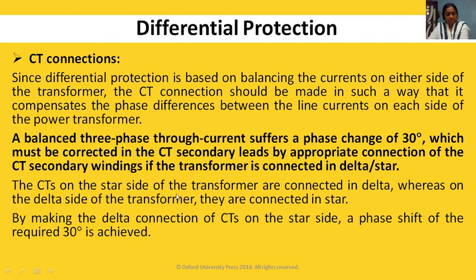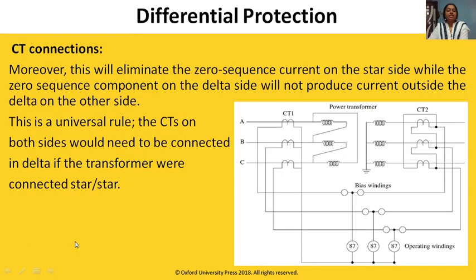The CTs on the star side of the transformer are connected in delta, whereas on the delta side of the transformer they are connected in star. We have seen just now that by making the delta connection of CT on the star side, the required phase shift of 30 degrees is achieved. This is delta, here it is connected in star. Here it is star, it is connected in delta. It is given to the relay.